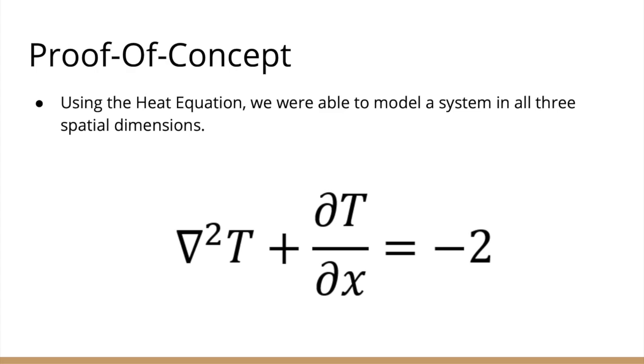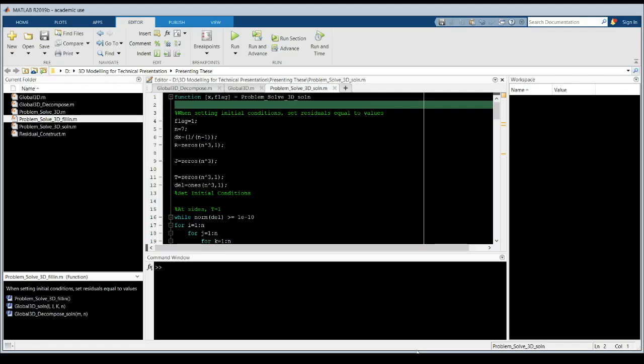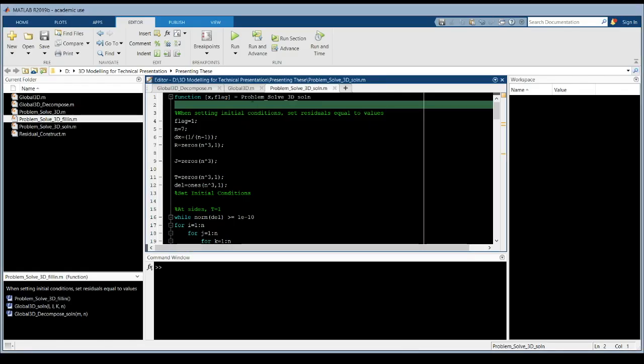So here's our proof of concept. We took the heat equation, simplified it a little bit, and then decided that this was going to be the equation that we're going to do. We're going to take the del squared of T, add in the change in T with x, and set it equal to -2.